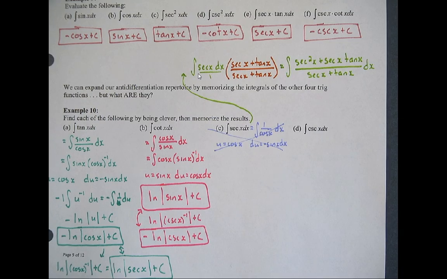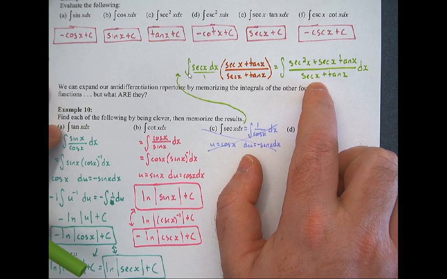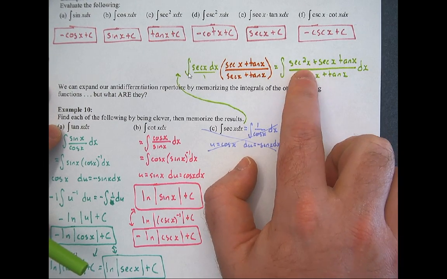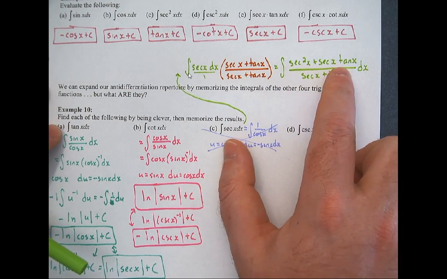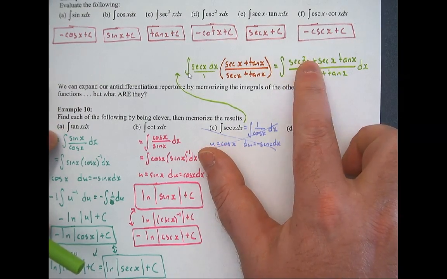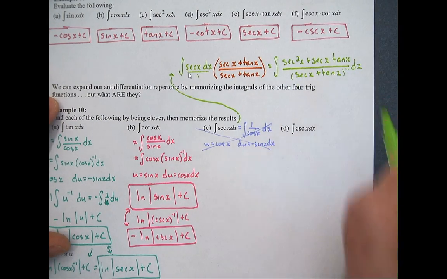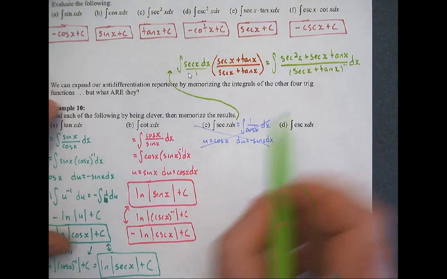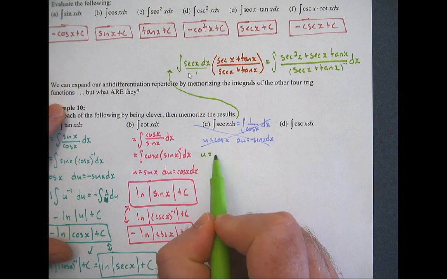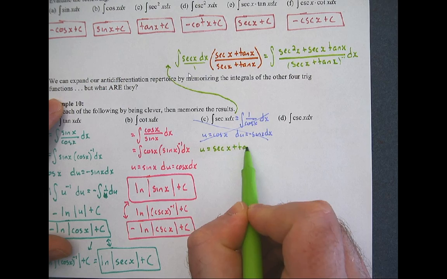Okay, so now I'm going to go back and I'm going to start to du this thing. So which piece is inside? Well, this looks like the nastier piece, but it's not inside of anything. It's on top, right? If I were to rewrite this, this chunk here would get bumped up to the top with a -1 attached to it. I'm going to choose that to be my u: secant of x plus tangent of x.